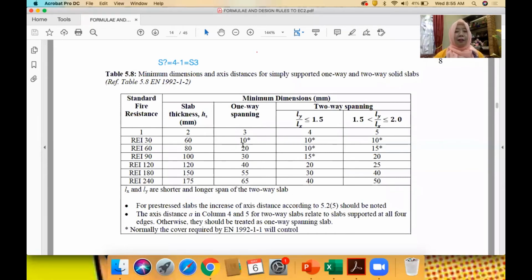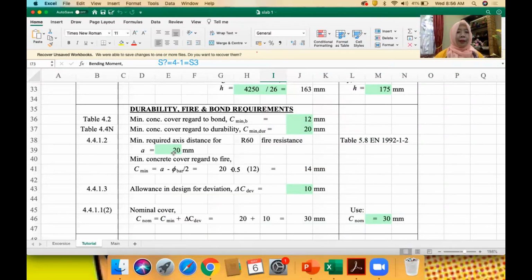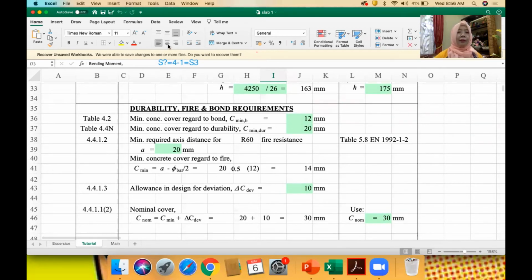Okay, R60, so we have 20. That's why now we have 20 here, a equals 20. And then using the formula, C min is a minus the above over 2, so you got 14. Therefore, the deviation is 10. This is fixed. Therefore, from these two values, get the maximum one, so it is 20. So 20 plus 10, we got C nom is 30. So we have the value now is 30. We don't need to modify it because it's already a good value.